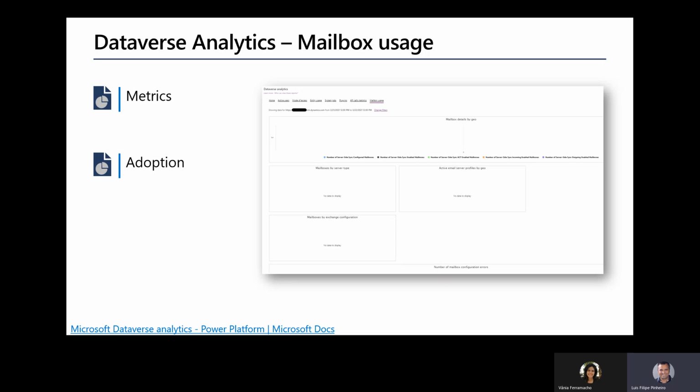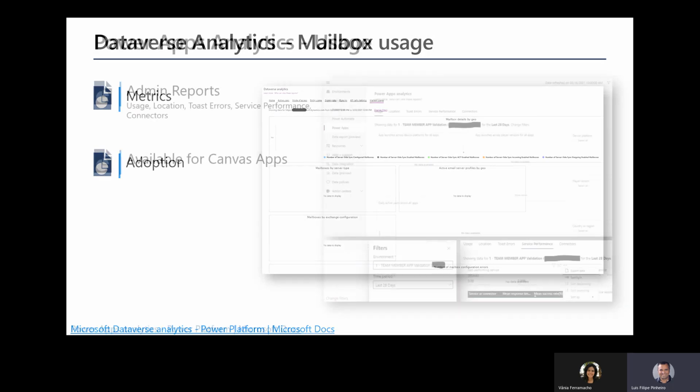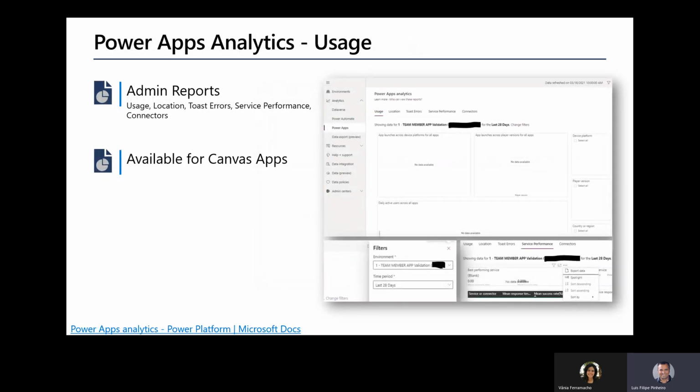And now let's go and see what Power Apps Analytics information we can have there. For Power Apps Analytics, the first thing that is important to understand is this information is available only for Canvas apps. Okay, so model-driven apps are not included today in these reports. And the Power Apps Analytics provides a view into the environment level usage, the errors, and the service performance to drive governance, and also change management services to users.